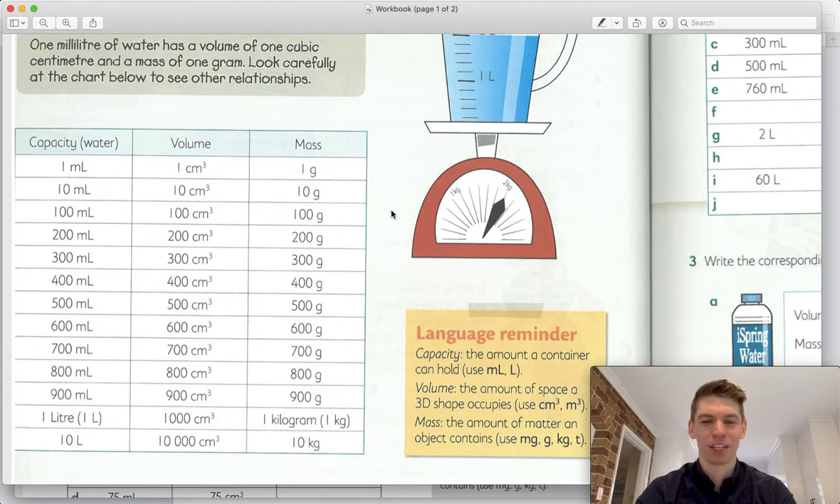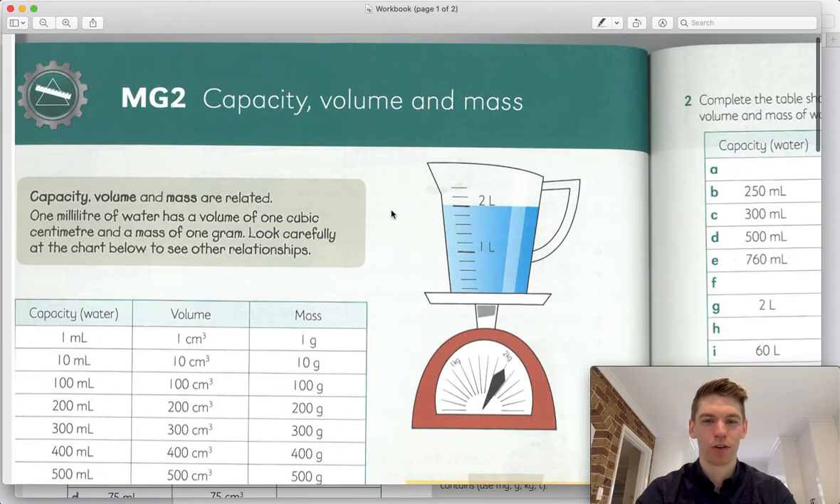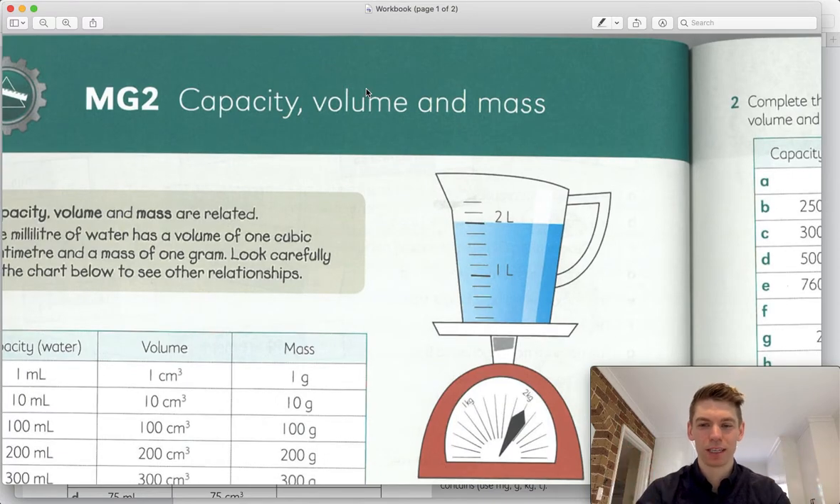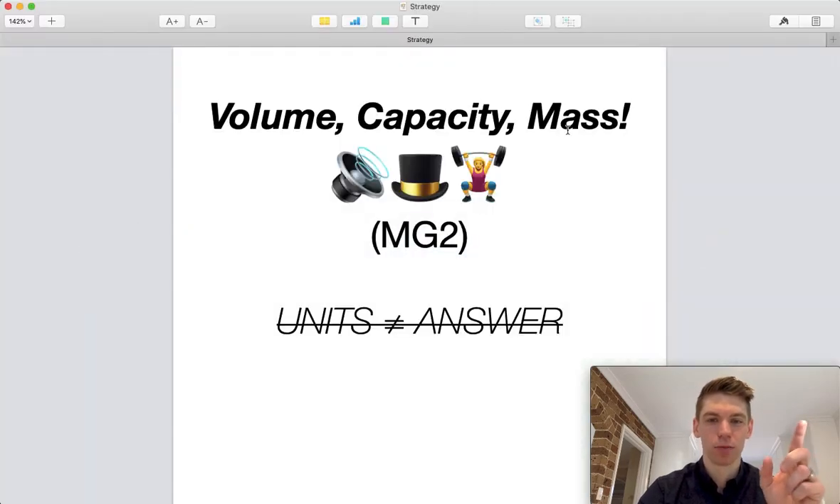Hello mathematicians, welcome back. We are back for this kind of complicated but important topic: capacity, volume, and mass. Make sure you've got this in your book because you're going to need all three.